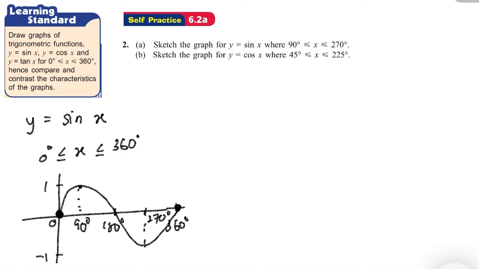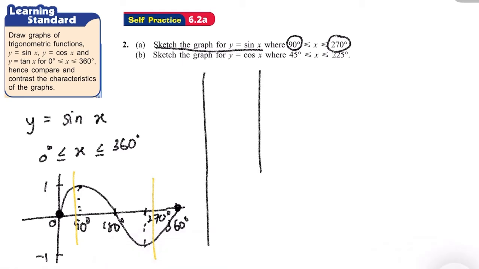So the question asks you to sketch the graph for y equals to sin x, where x is more than 90 degree and less than or equal to 270 degree. Meaning that we only need to sketch the graph from here to here. So how do we draw it? We are going to draw it like this.